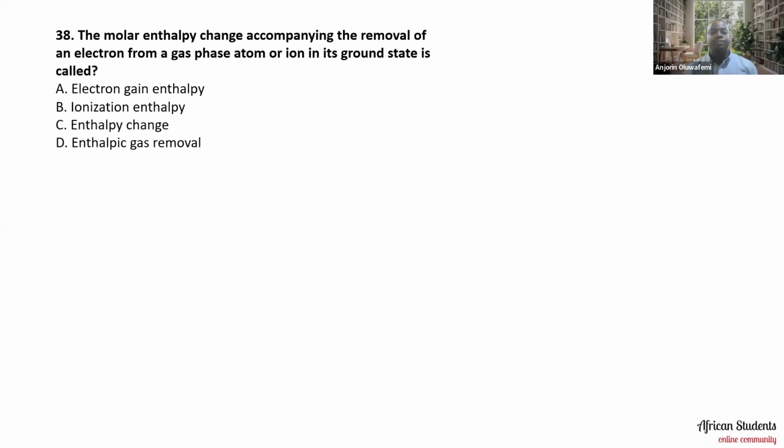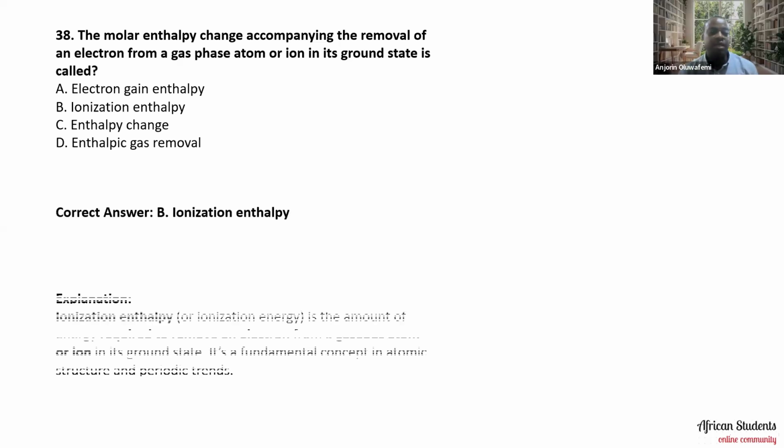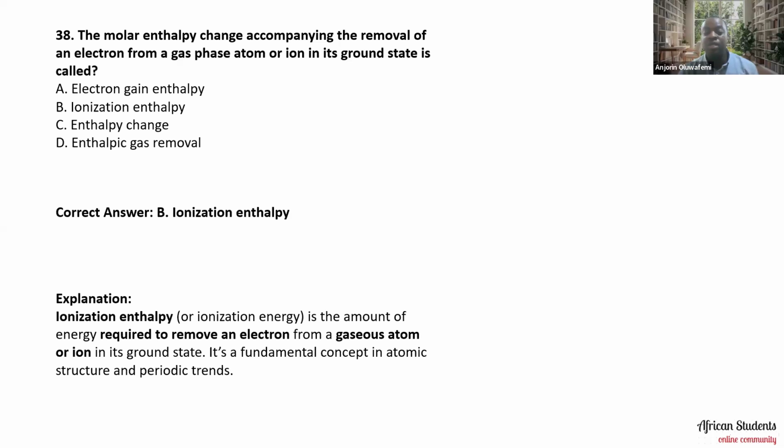The molar enthalpy change accompanying the removal of an electron from a gas phase atom or ion in its ground state is called electron gain enthalpy, ionization enthalpy, enthalpy change, or enthalpic gas removal. The answer to this is actually ionization enthalpy. Ionization enthalpy or ionization energy is the amount of energy that is required to remove an electron from a gaseous atom or ion in its ground state. It is a fundamental concept in atomic structure and periodic trends.